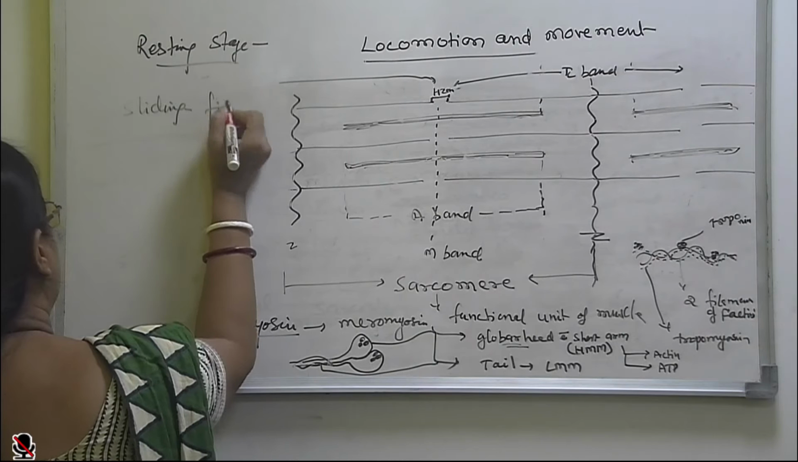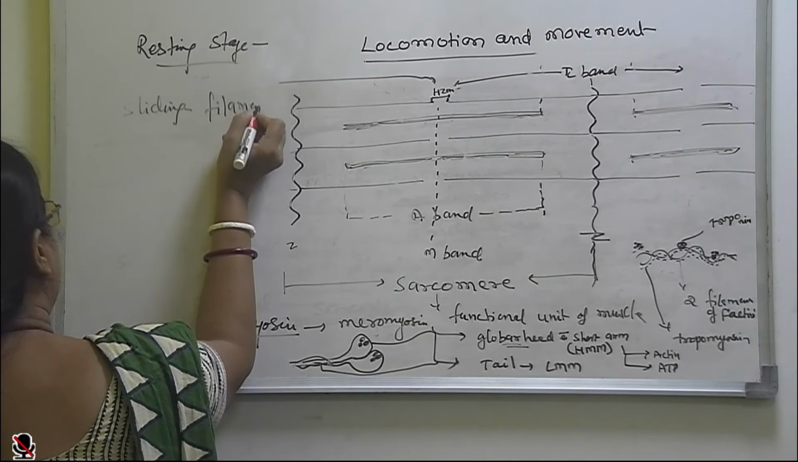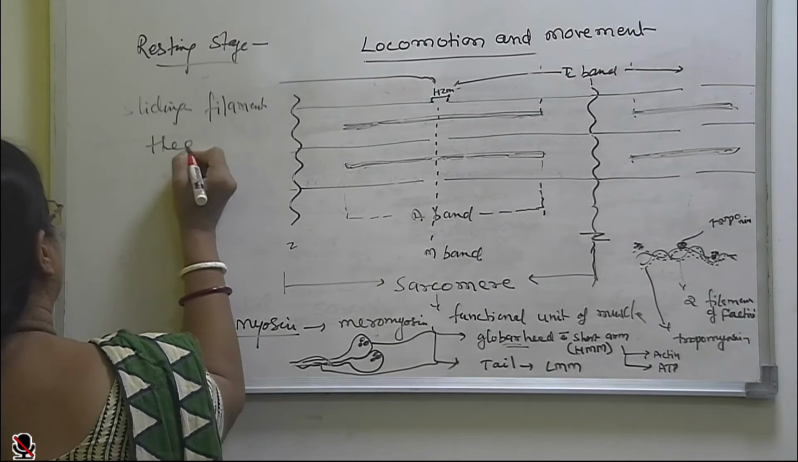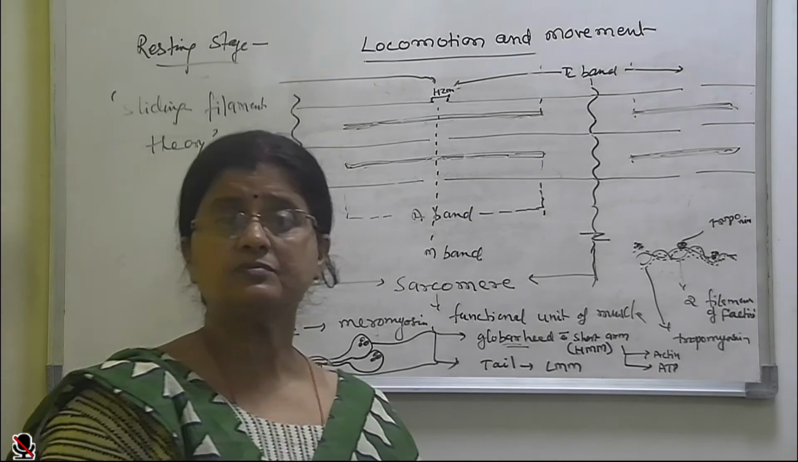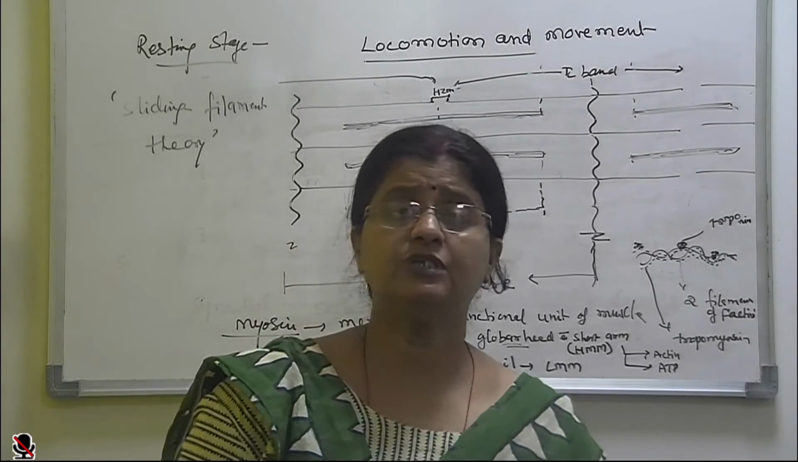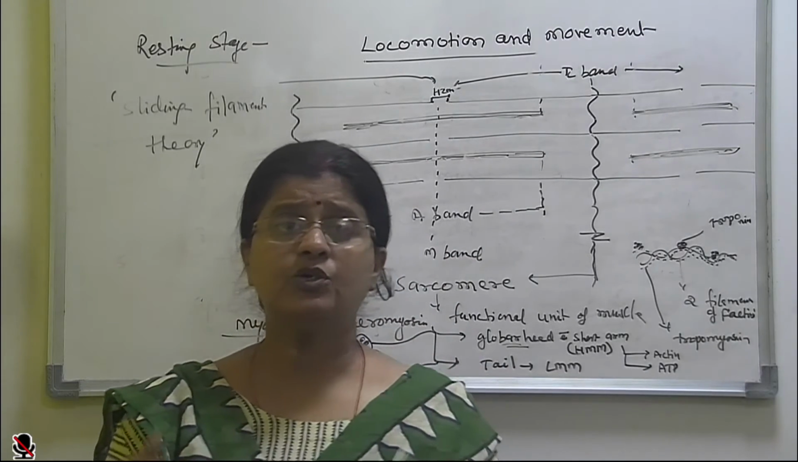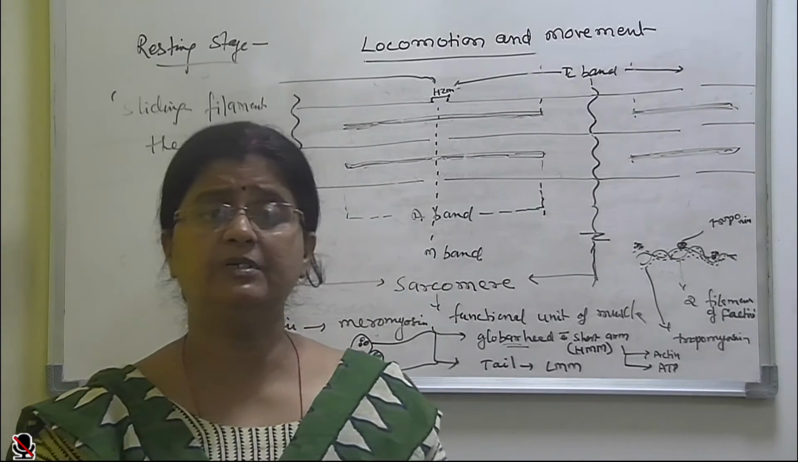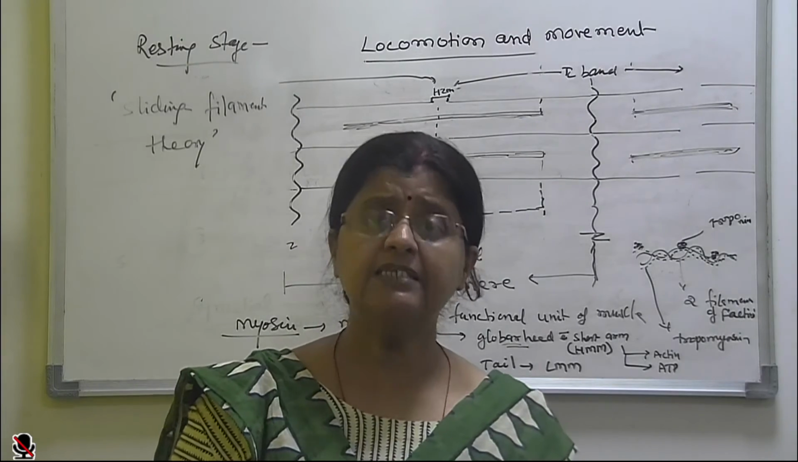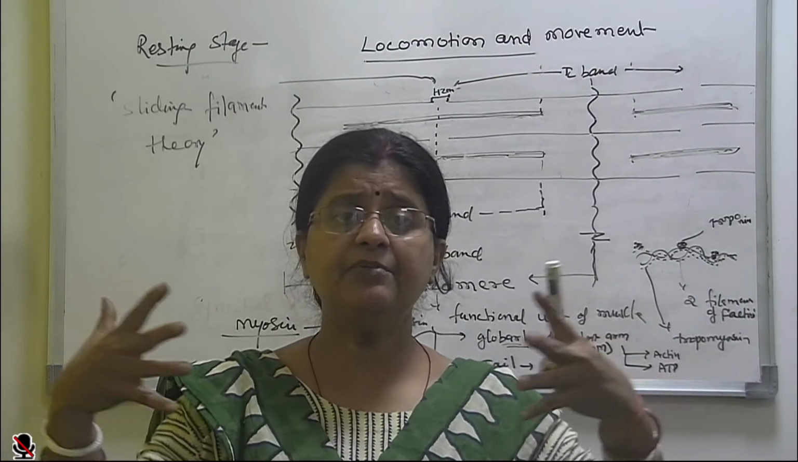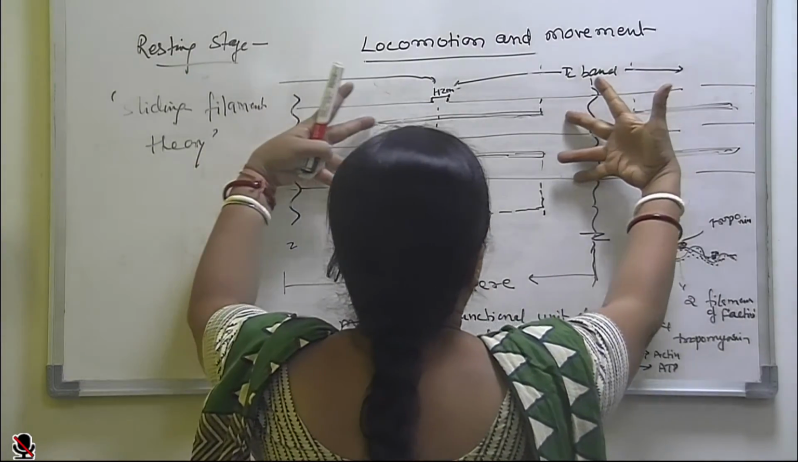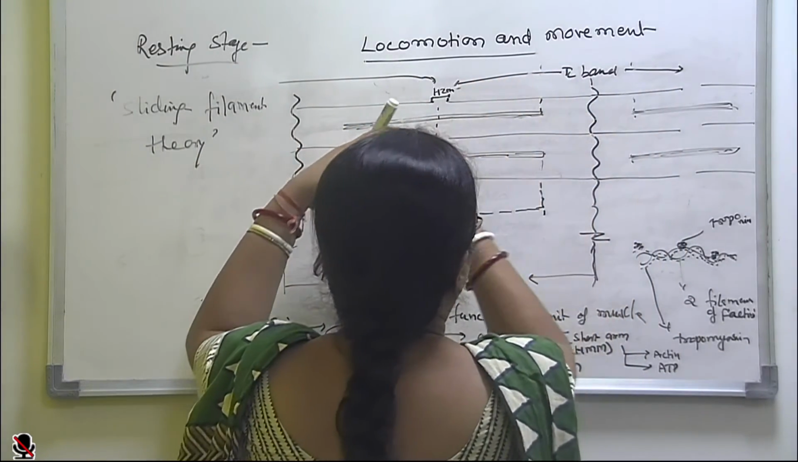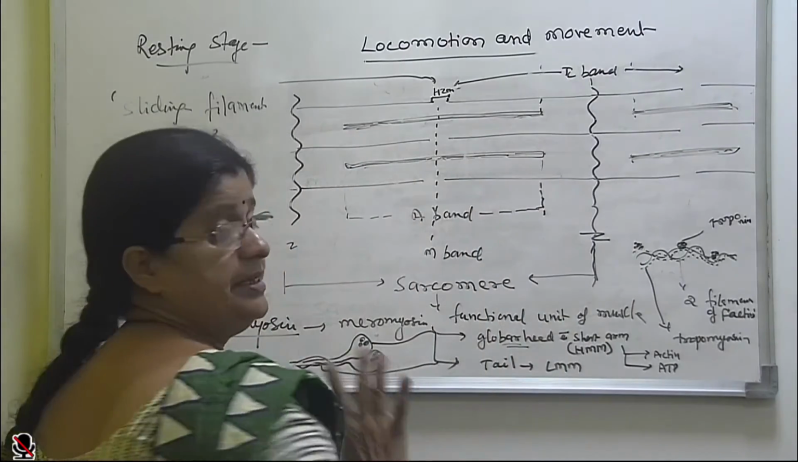Sliding filament theory. So here, the contraction of the muscle fiber actually takes place by the sliding movement of the thin filament over the thick. There is sliding movement of the thin filament over this thick myosin filament.